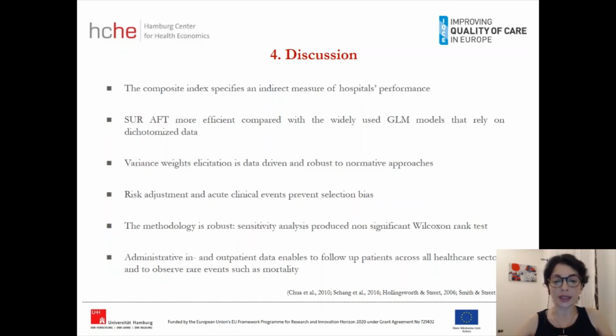The system of simultaneous AFT regressions is more efficient compared to generalized linear models that rely on dichotomized data. Variance weight elicitation is data driven and more robust than normative approaches, and the risk adjustment and the acute clinical events prevent selection bias and cherry picking. The methodology is robust, and again we show that administrative in- and outpatient data enable us to follow up patients across all the healthcare sectors, and also to observe rare events such as mortality.